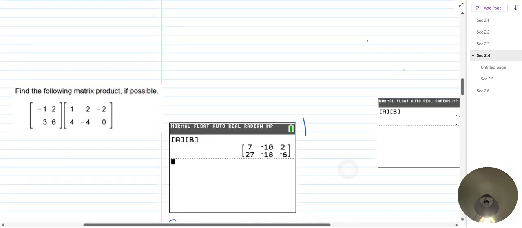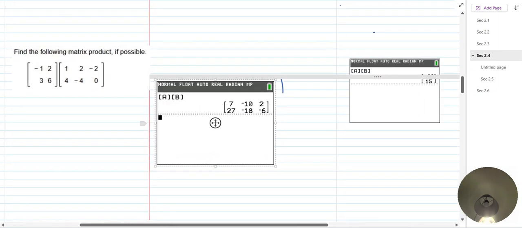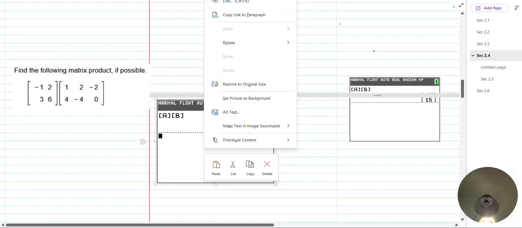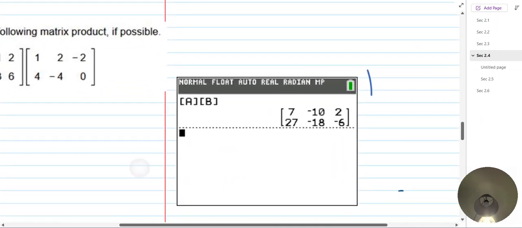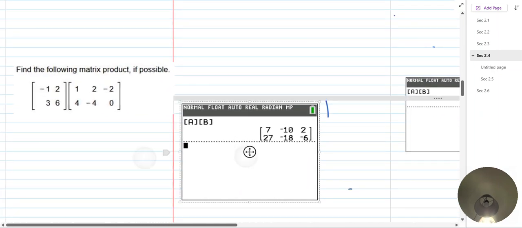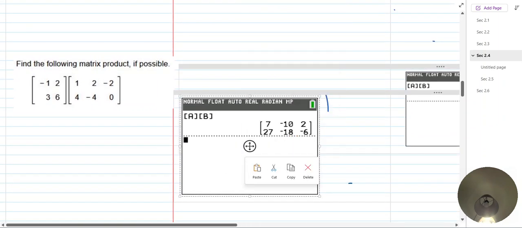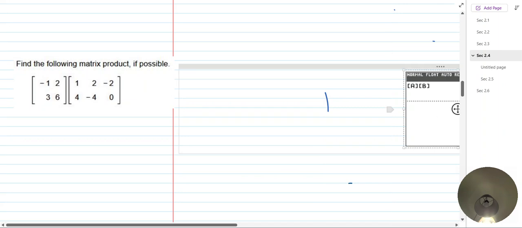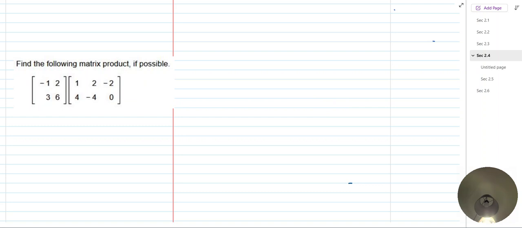So let's look at this guy right here. And we're going to do it longhand. Let me cut that. Okay. Sorry. Got it? All right. There we go. Now we can.